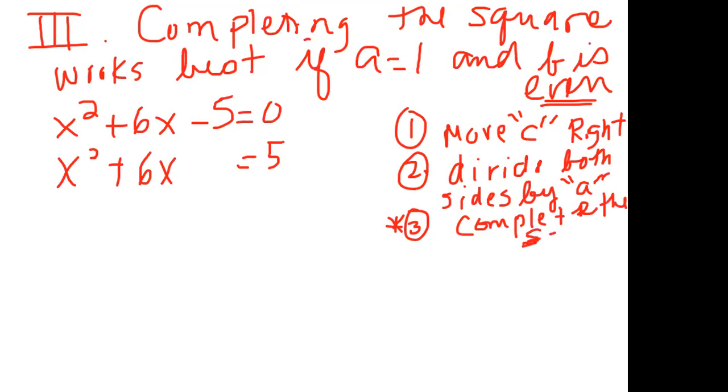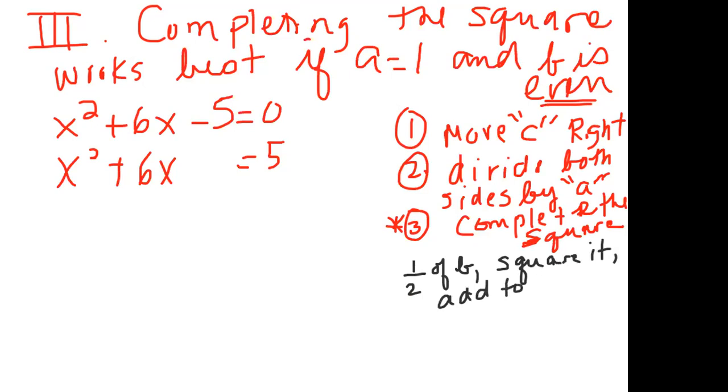Now, when it comes to completing the square, guys, very critical step right here. Let me use a different color. You do half of B, square it, and then you want to add it to both sides. Add to both sides. That's critical right there, guys. Okay? Take half of B, square it, add it to both sides.